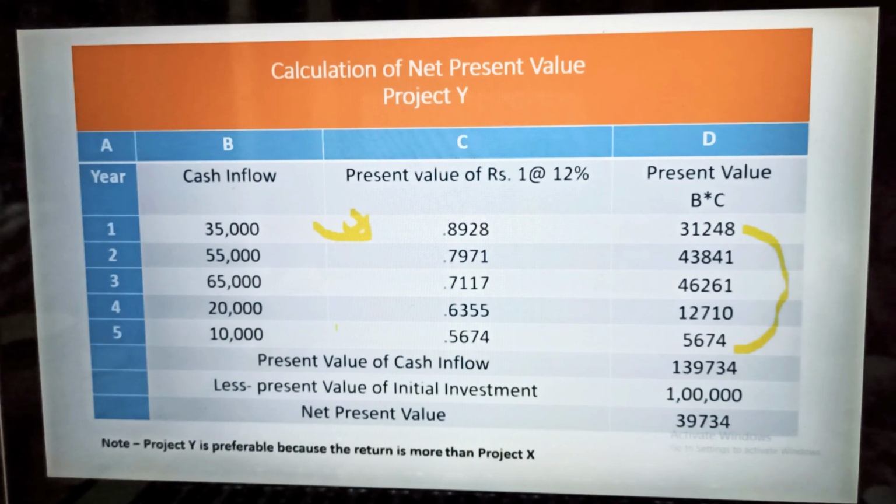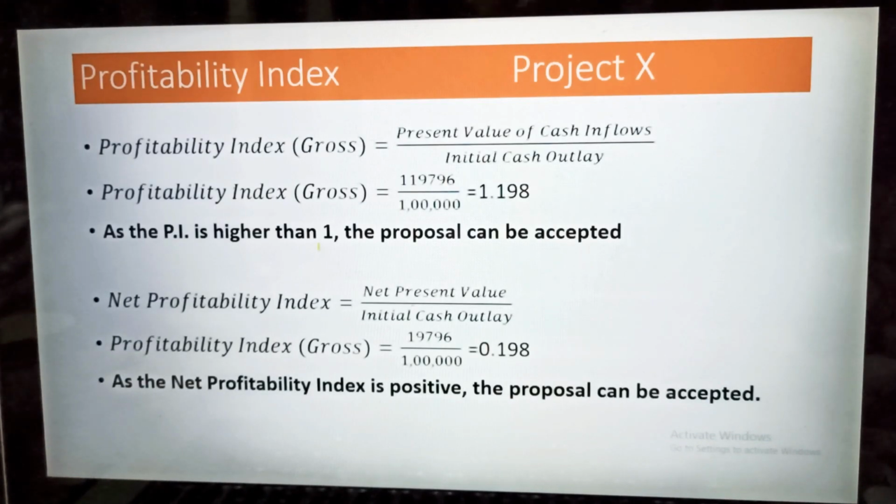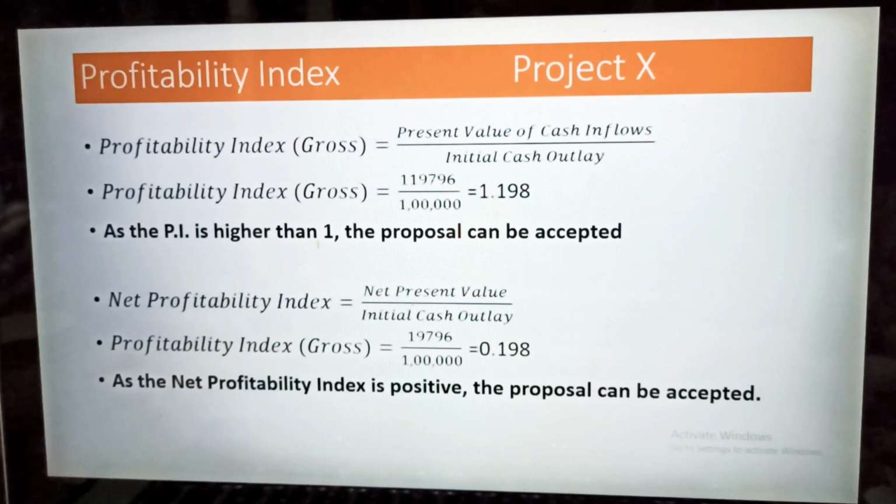Let's come to the second one, that is profitability index. This method is a slight modification of the net present value method. And as I told, the net present value method has one major drawback, that it is not easy to rank projects on the basis of this method, particularly when the costs of the projects differ significantly.